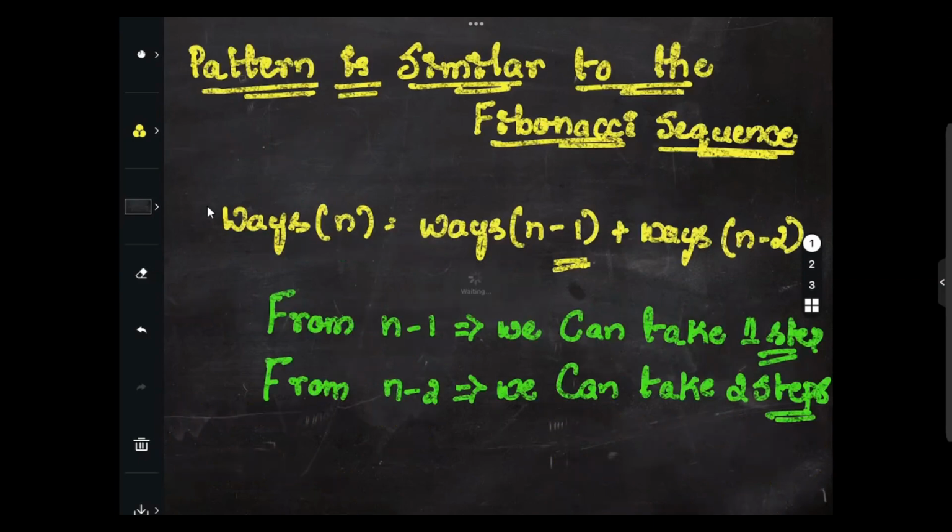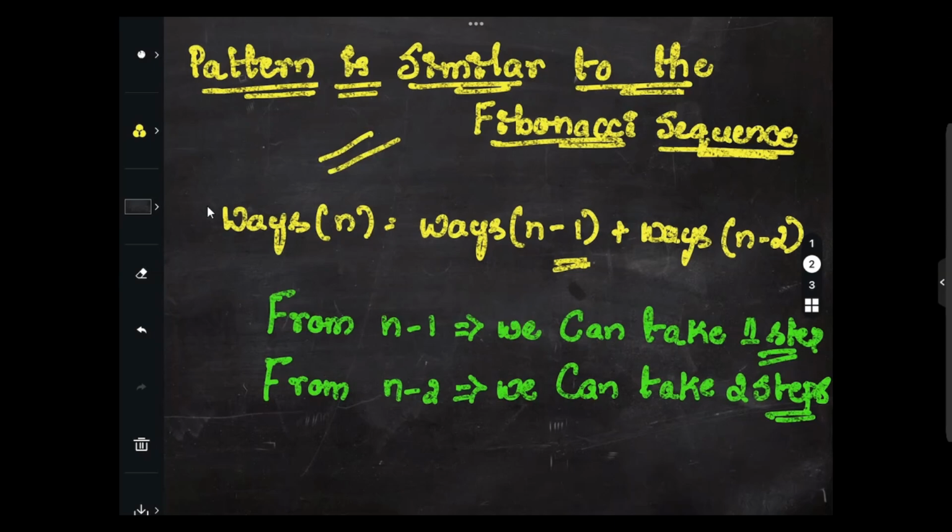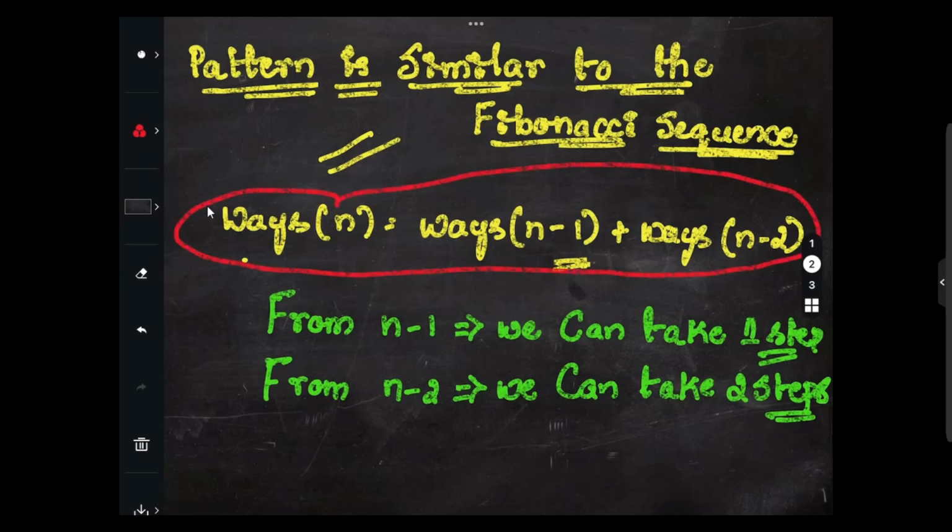Here you can observe one thing from these two examples, the first example and the second example that we have considered. The pattern is similar to the Fibonacci sequence, right? You can clearly observe what I have written here: ways of n equals ways of n minus 1 plus ways of n minus 2. That means from n minus 1 we can take one step, or from n minus 2 we can take two steps at a time, right? I hope this is clear.